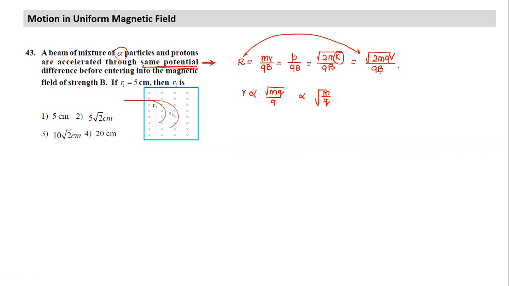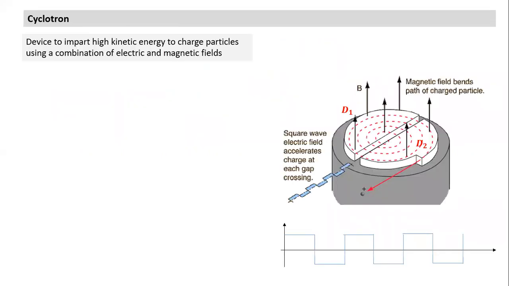Same potential. So I need to write an expression. Since radius is involved, I need to write an equation which connects radius to potential. And this is very easy to think. This is what it is. Okay. Gayatri, is this clear or was it easy? Yes, sir. Okay.